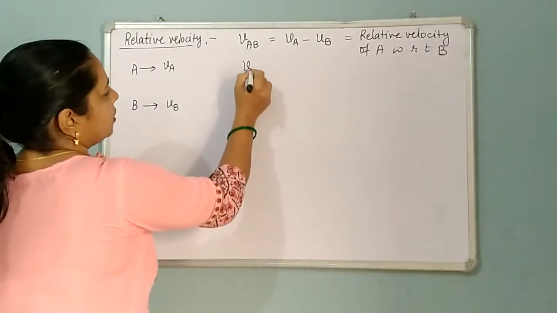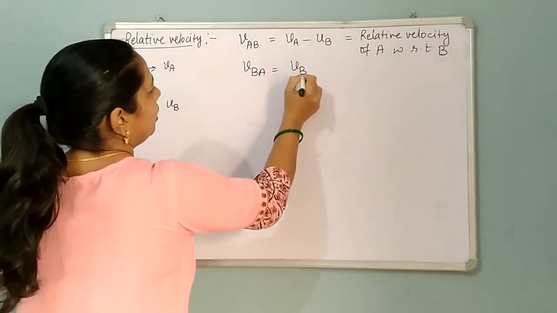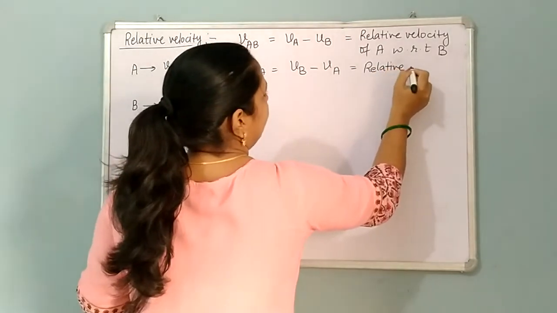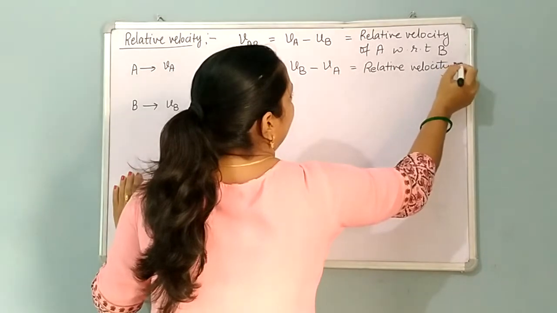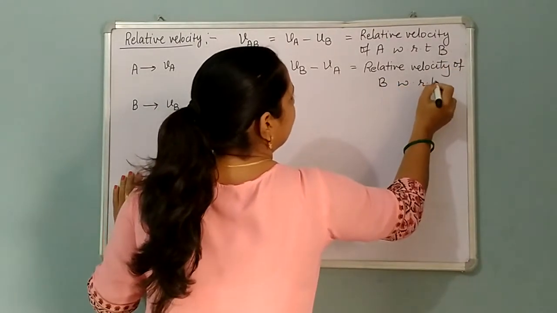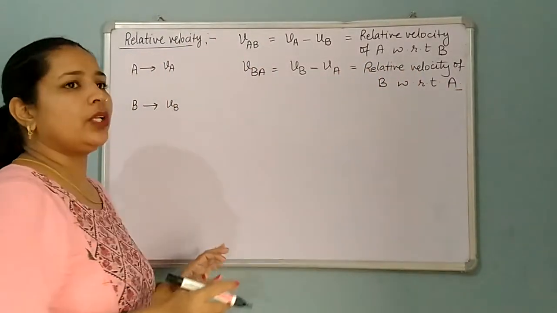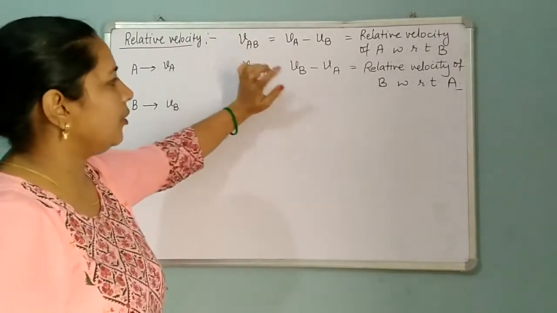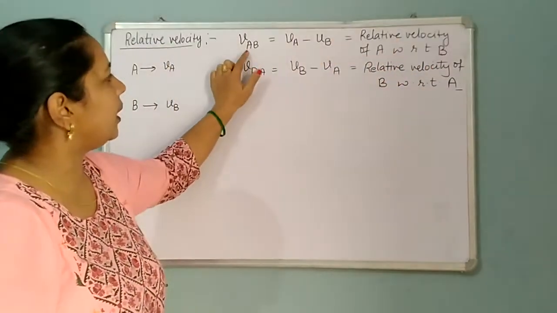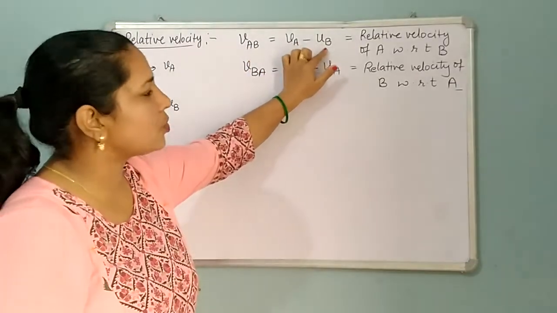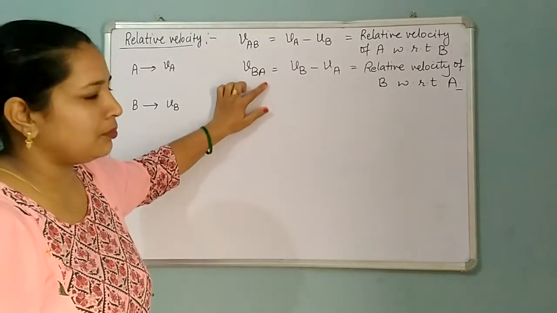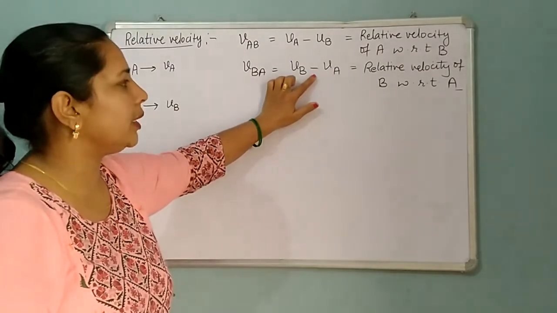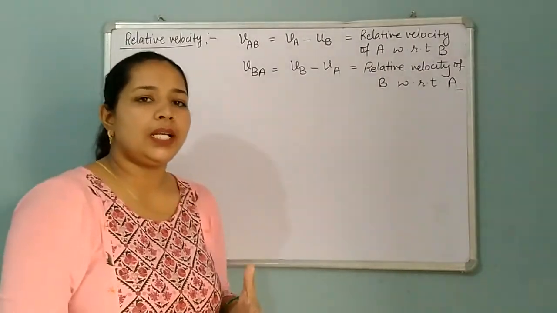If we write it like this, V of BA, this means relative velocity of B with respect to A. So in relative velocity we will relate the motion of two bodies. लिखा हमेशा ऐसे जाता है that if we have to find out A with respect to B, then we will write AB, that is VA minus VB. If it is BA, meaning relative velocity of B with respect to A, then it will be written as VB minus VA.